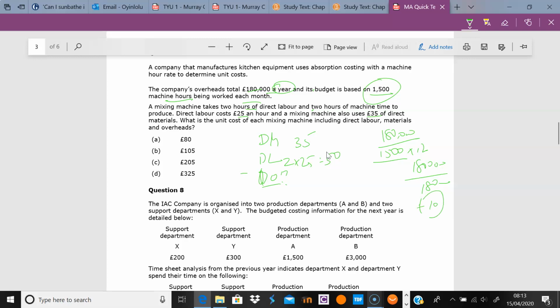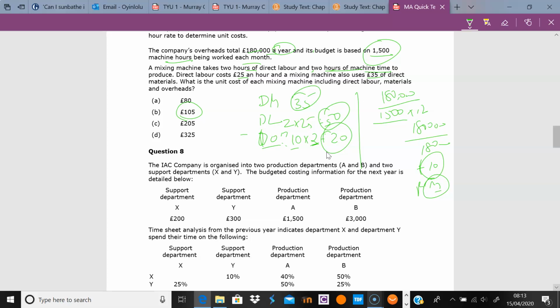So this gives you an overhead absorption rate of £10 per machine hour. So we're absorbing based on machine hours. And they tell us in the question you've used 2 hours of machine time. So therefore, you have 10 times 2, which is 20. Right? Because it's based on the machine time. So you have 35 plus 50 plus 20, all nicely taking you to 105.